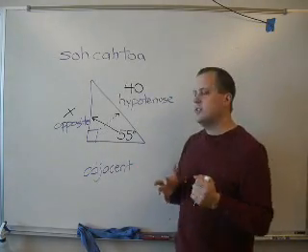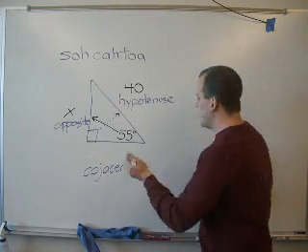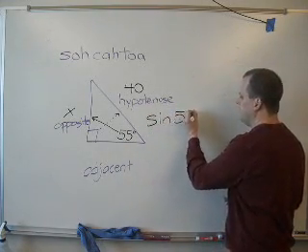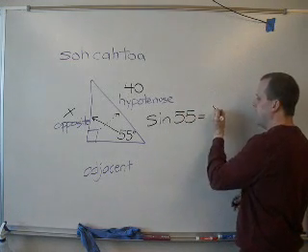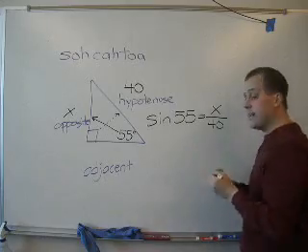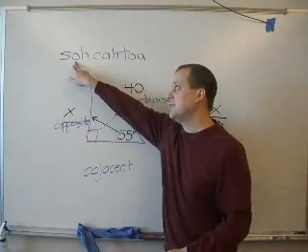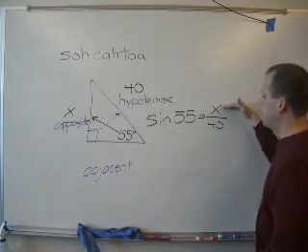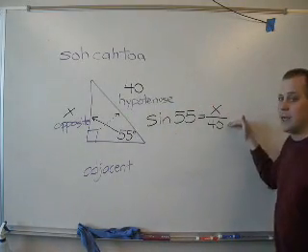Now, in this situation, we're going to do sine. We're going to do sine of 55 is equal to x over 40. Why is it x over 40? Well, if I go back to this word, it's opposite over hypotenuse. I've got my opposite side over my hypotenuse.